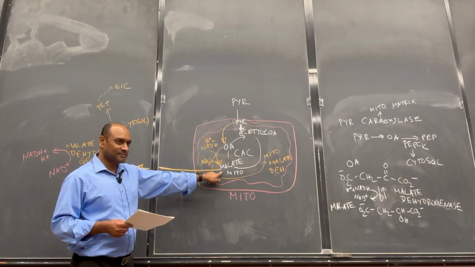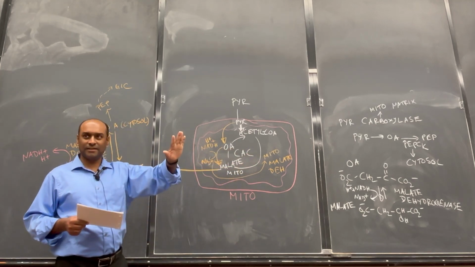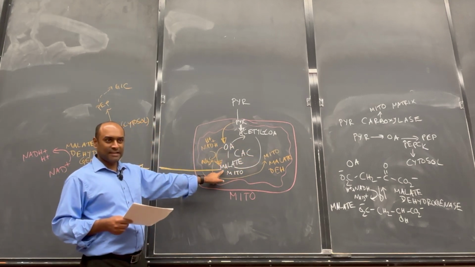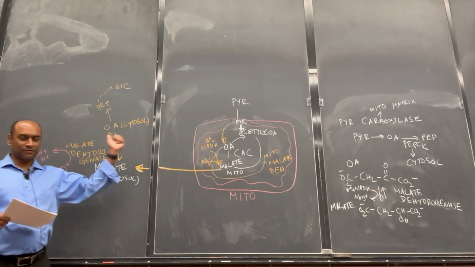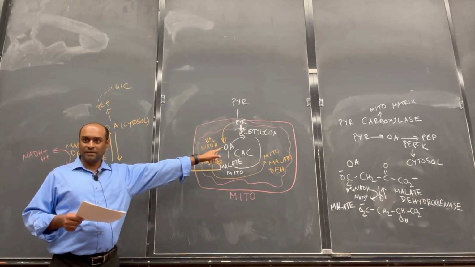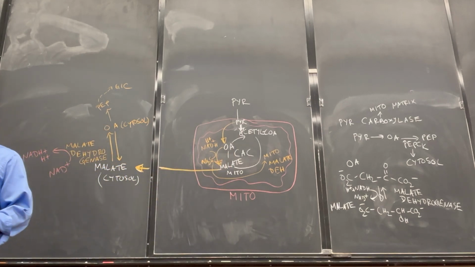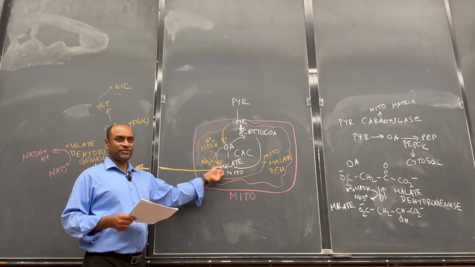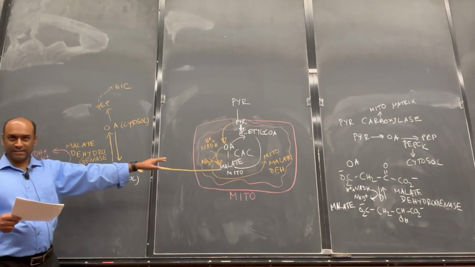Now what happens? See, malate is also an intermediate in the citric acid cycle, right? We haven't learned it yet, we'll learn. But see, I drew this circle and malate and OA. So malate is an intermediate in the citric acid cycle. So if you siphon malate out of the mitochondria and CAC is happening in the mitochondria, what will happen to the CAC? Slow down, right? So it will slow down. So this is another mechanism by which we slow down the citric acid cycle and use the resources to make glucose.